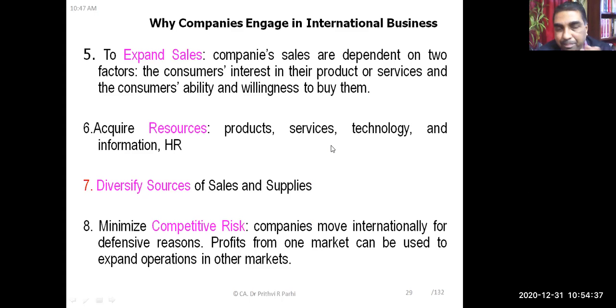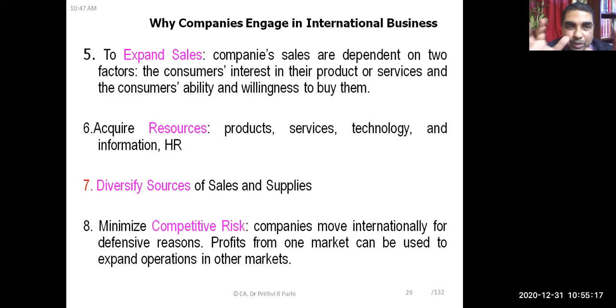Point number 5 is to expand sales. Every company, every organization wants to expand their sales. Sales is effort towards the top line. If the top line grows, it will have an impact on the bottom line, which is the profit. If sales grows, profit will grow or not? Yes, sir. It will grow. There is a direct relationship between these two.